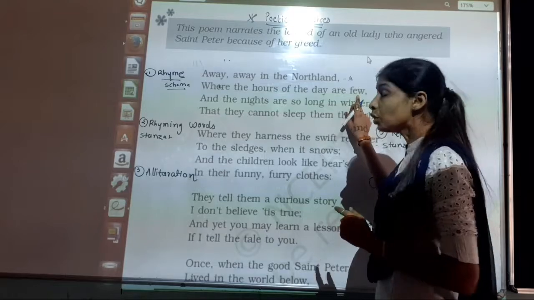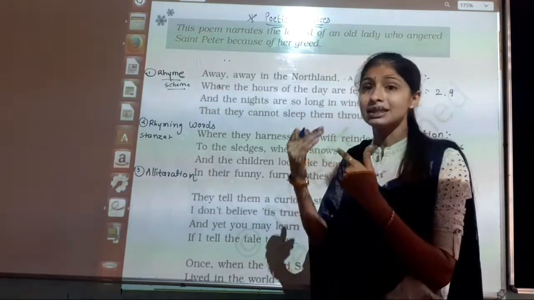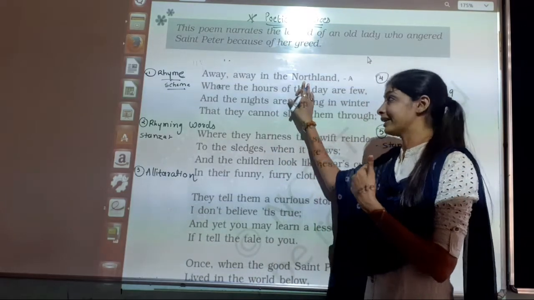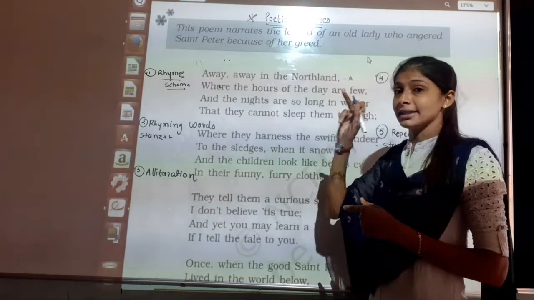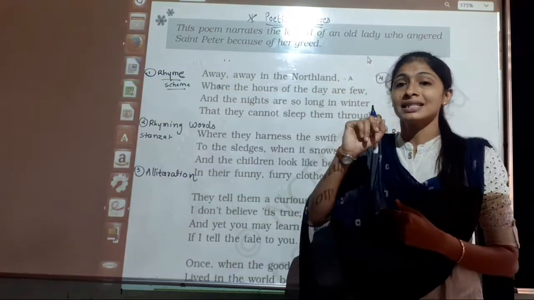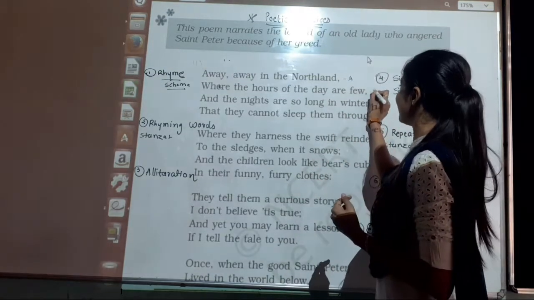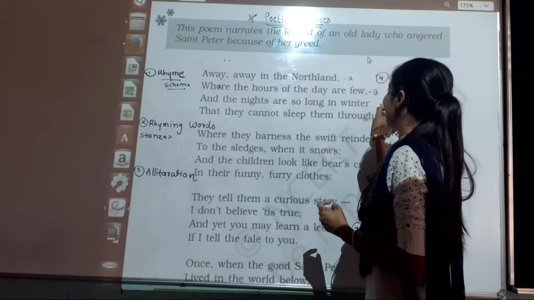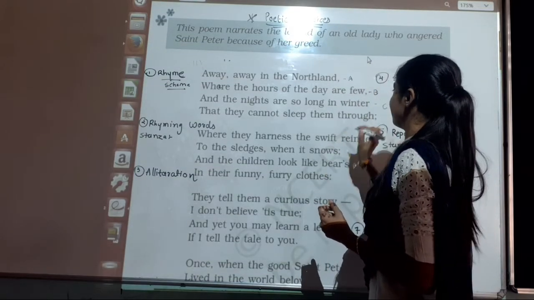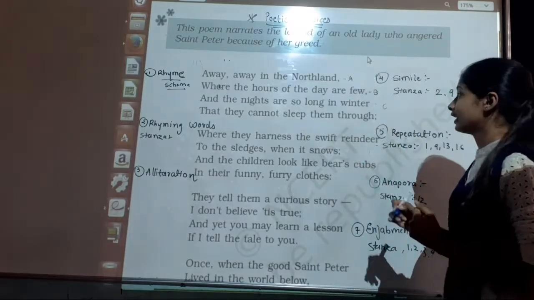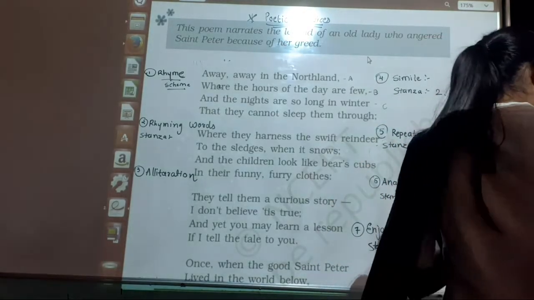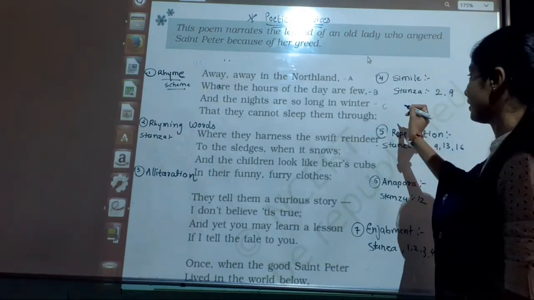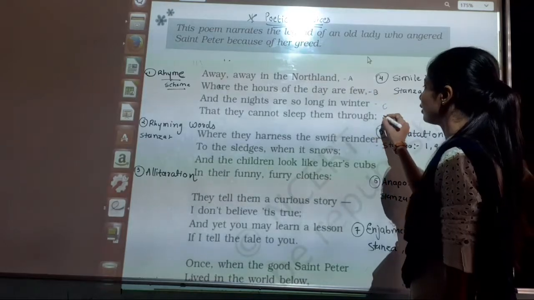Then the last word is few. Its pronunciation is not the same as the last word of the first line. If the pronunciation is not the same, it means it is different, so you will write the next alphabet, B. So A, B. Now winter, again the pronunciation is different, so A, B, then next. What will come next? A, B, C, B. Few and true, right?